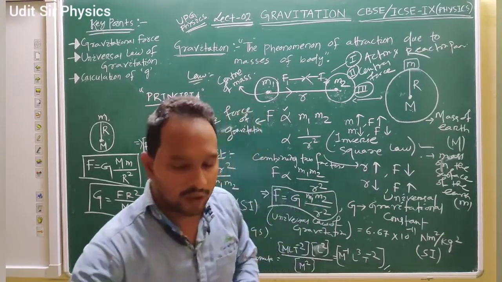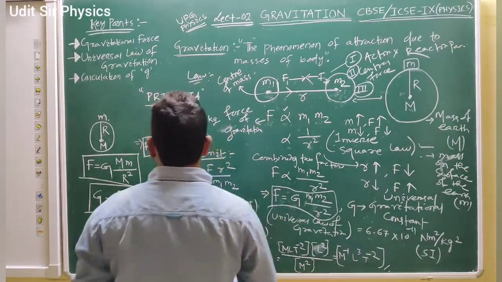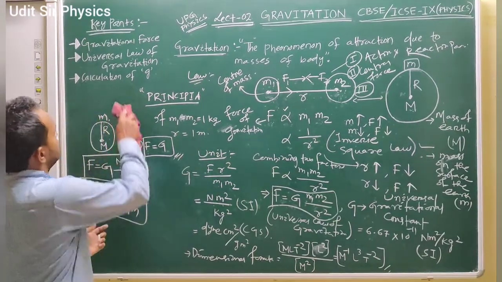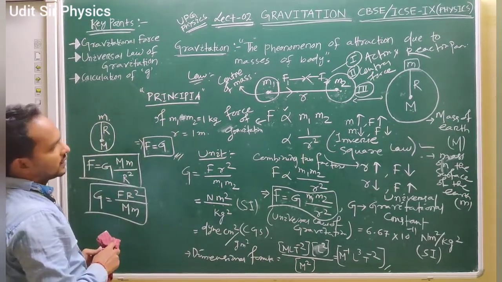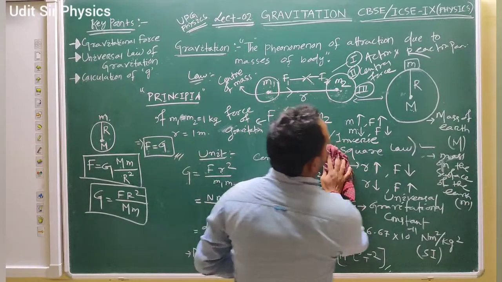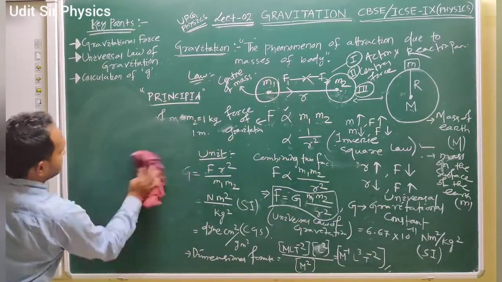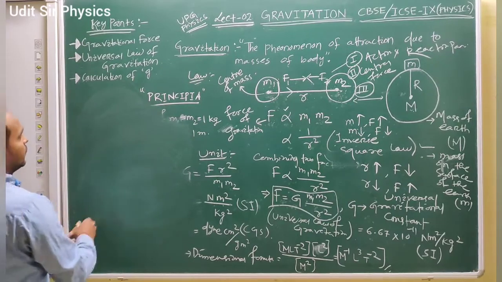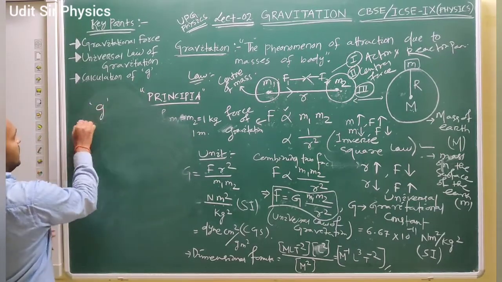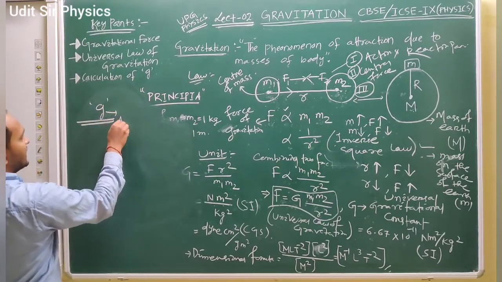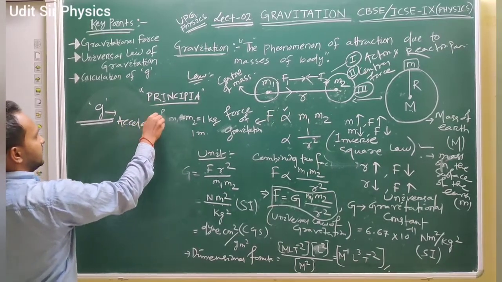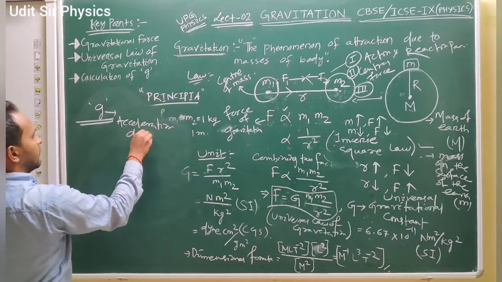Okay, so these are the importance. And the last one is to calculate the small g. देखो, to calculate small g. Small g means क्या है? That is acceleration due to gravity.